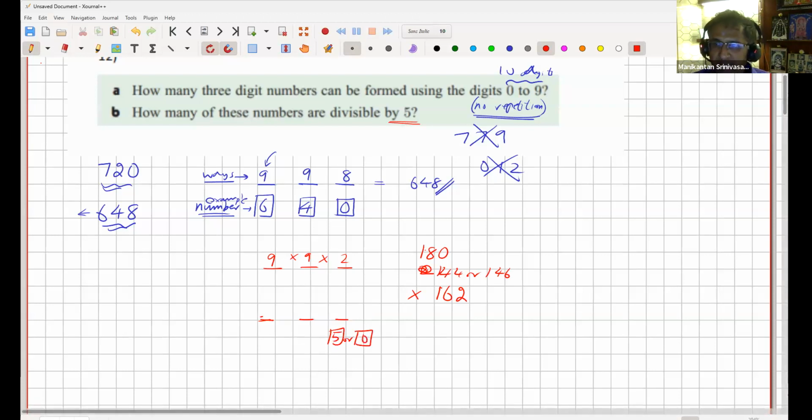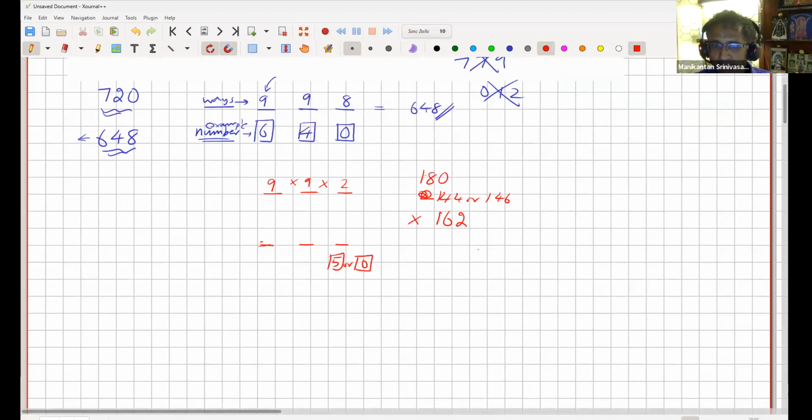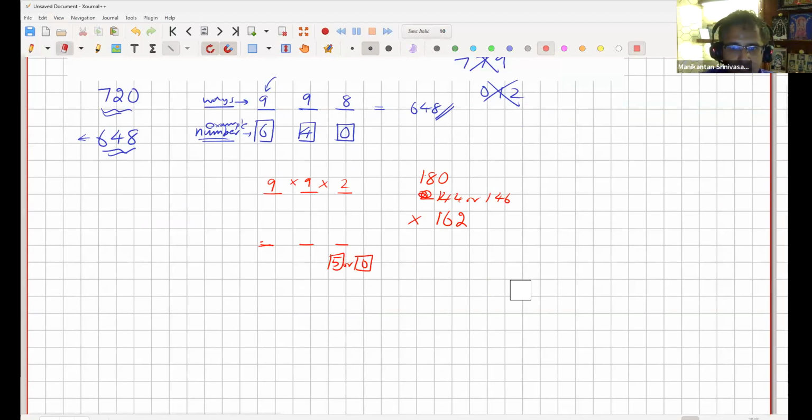Okay. But then here also there's a problem. I cannot treat both of them equivalently, because if I put 0 at the units place, then I'm assured that 0 will not be in the hundreds place, because we are doing the non-repetition case. And therefore, I'll have to deal with both cases separately.